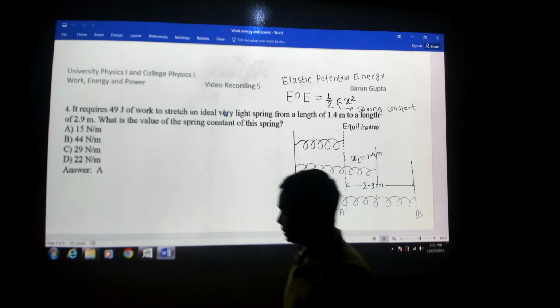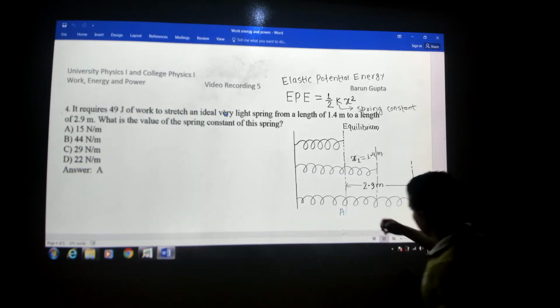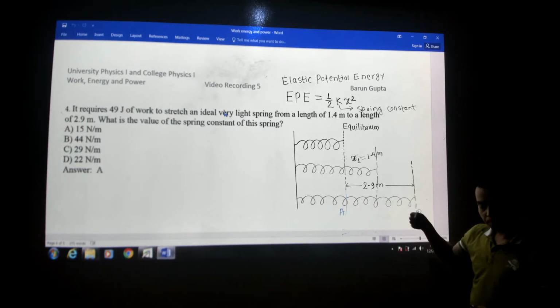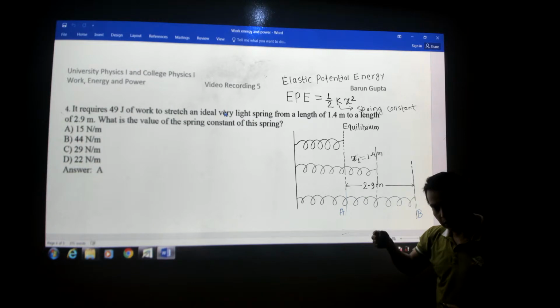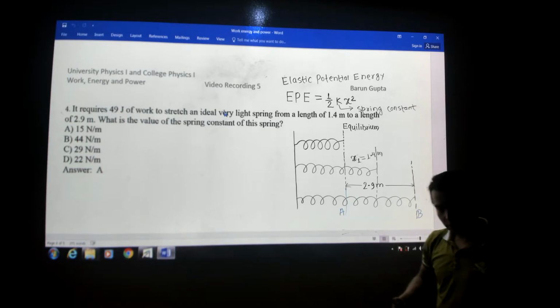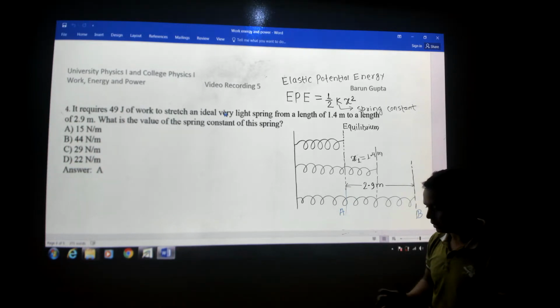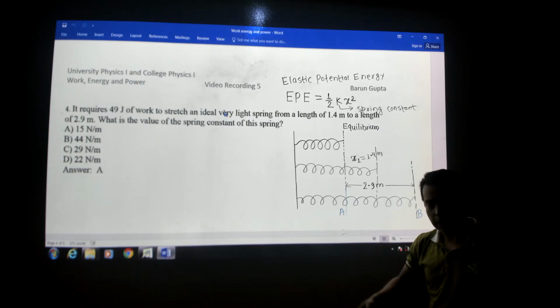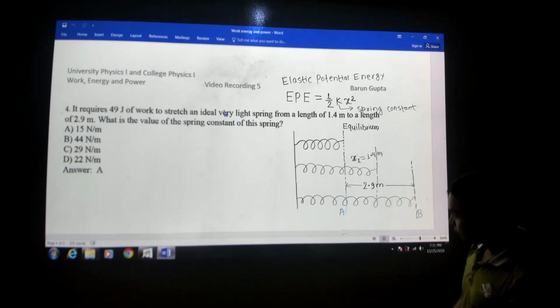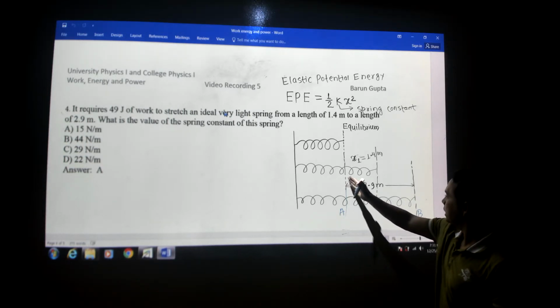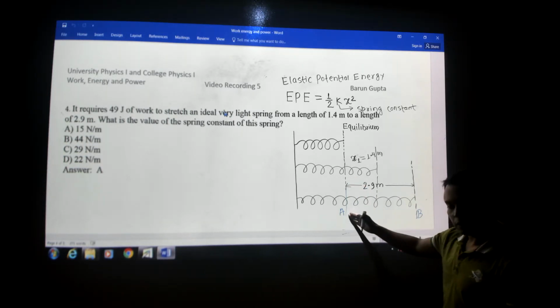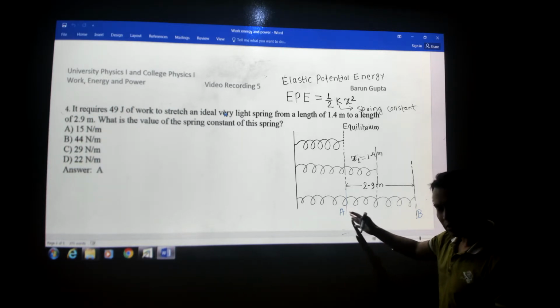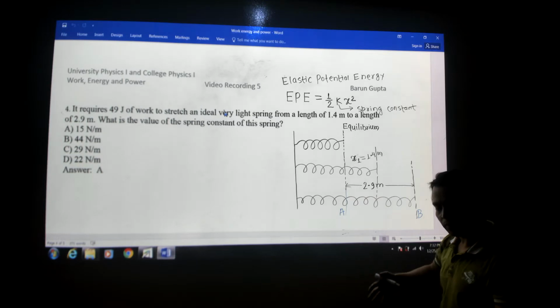How do we solve this problem? If you stretch this spring, the work you did in stretching the spring is stored in the form of elastic potential energy. Energy cannot be destroyed. It is always stored in some form of energy. In this case, all the work done is stored in the form of elastic potential energy. So if I move from point A to point B, the total amount of work done is stored in the form of potential energy.